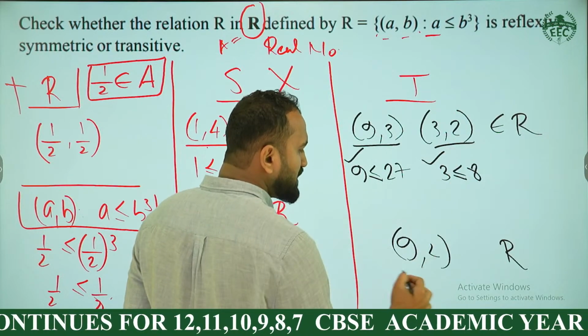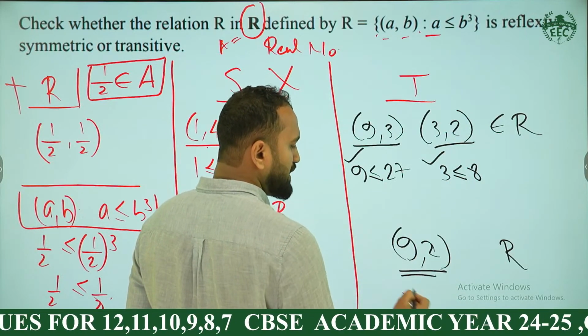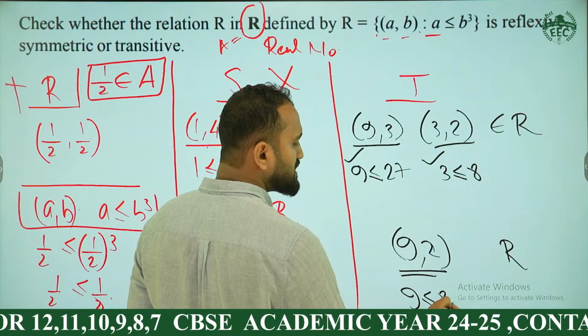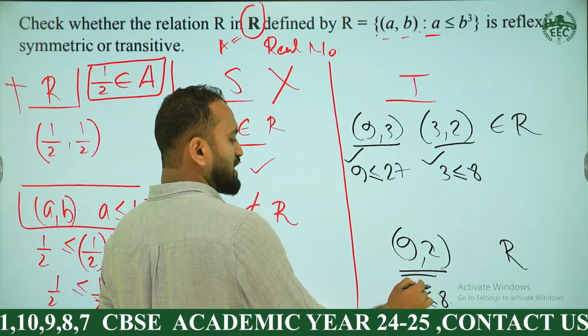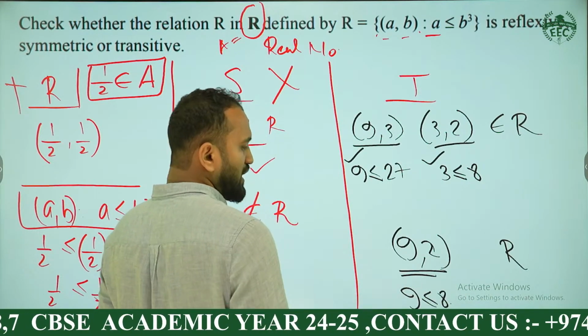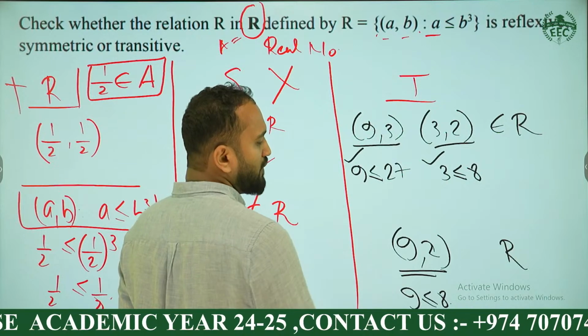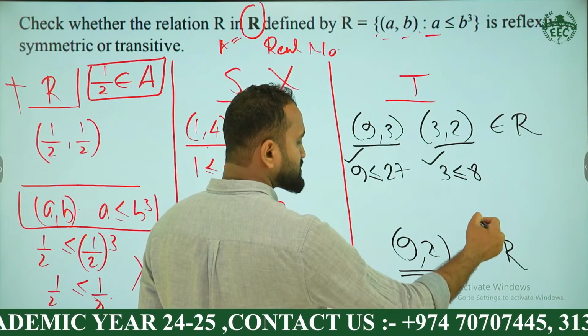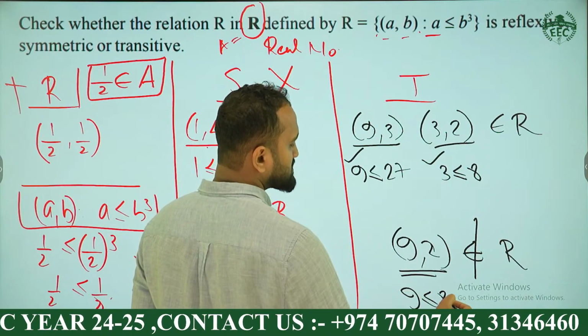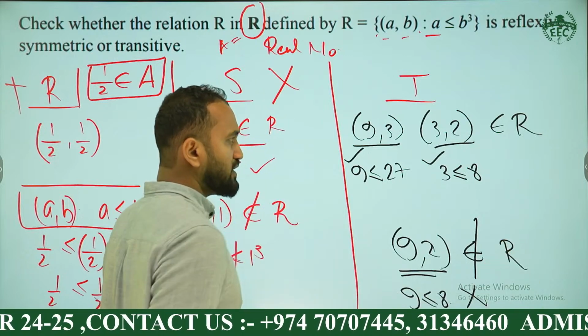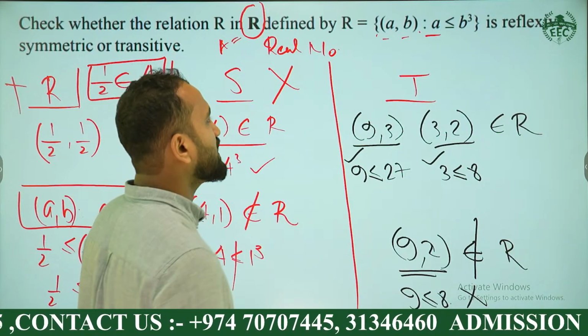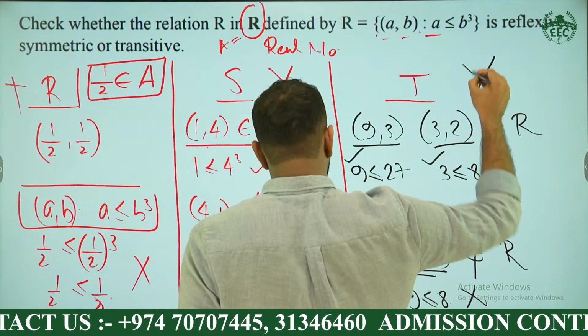Alright, now this condition will be true. They are a transitive pair. 9 is less than or equal to the cube, that is 8. 9 is less than 8, not true. 9 is equal to 8, not true. Therefore, this pair does not belong to R, as 9 is not less than or equal to 8, which enables us to understand that the relation is not transitive.